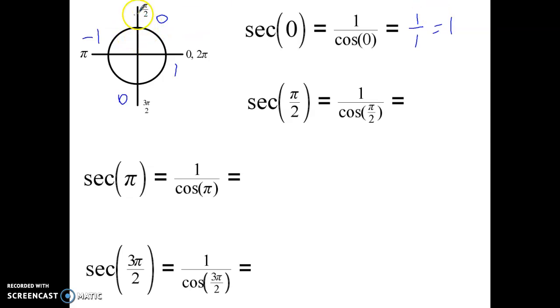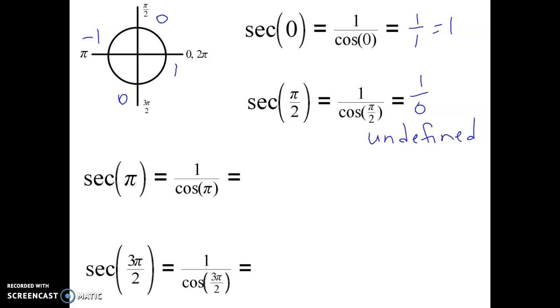Okay, let's move around here to pi over 2. Well, secant of pi over 2 is equal to 1 over cosine of pi over 2. And I can see from my coordinate there that the cosine of pi over 2 is 0. Well, 1 over 0, anytime I have 0 in the denominator, if I'm dividing anything other than 0 itself, anything over 0 is undefined. Okay, so what does that really mean? We write that a lot of times, but what does that mean?